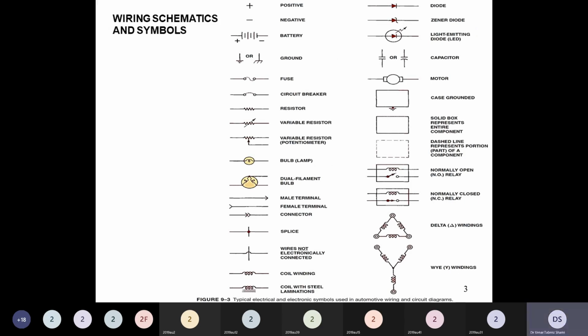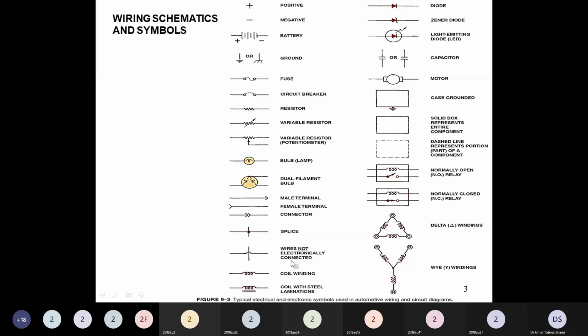So in this slide, we have the wiring schematics and symbols. Let us start with the most popular schematics. Schematics are symbols that are used within a circuit that display various components of the circuit.